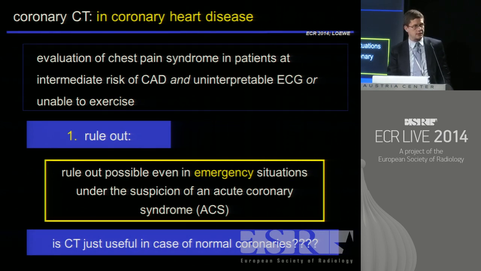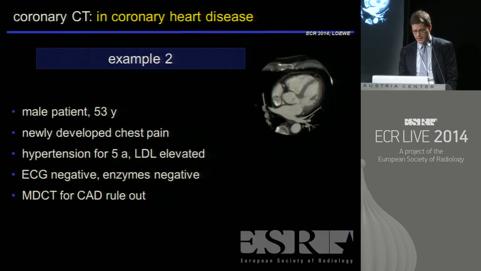The next question maybe is: is CT just helpful to rule out? Can we just image normal coronaries? No, the answer is no. Of course, we can even image diseased vessels.